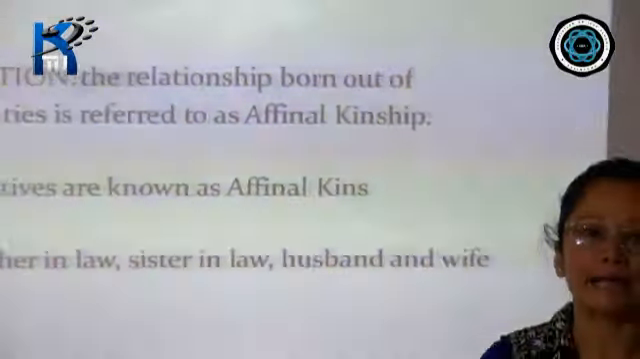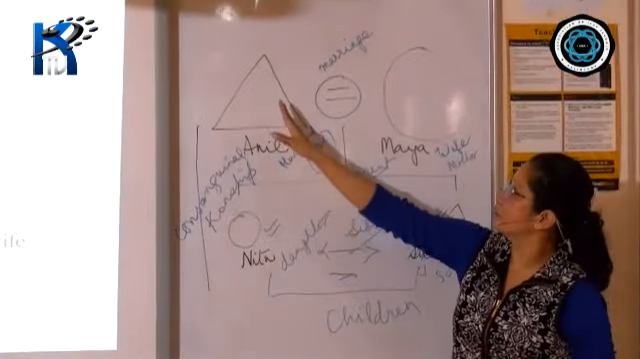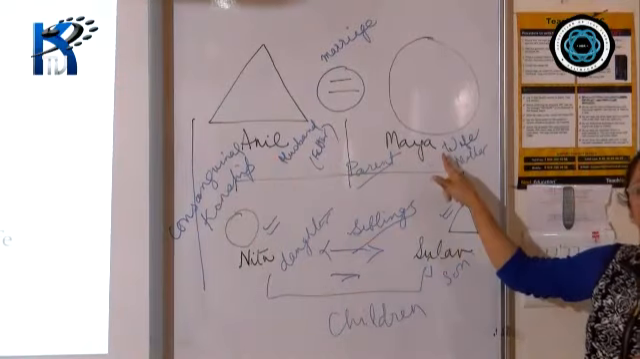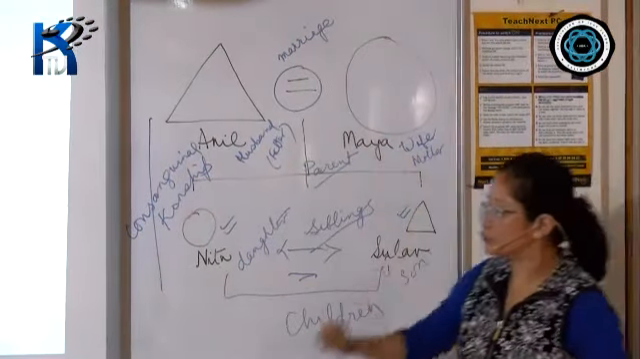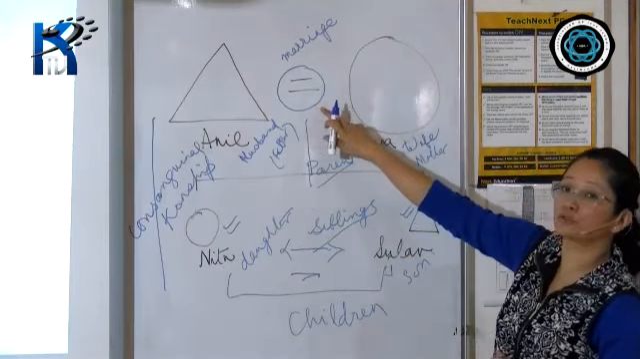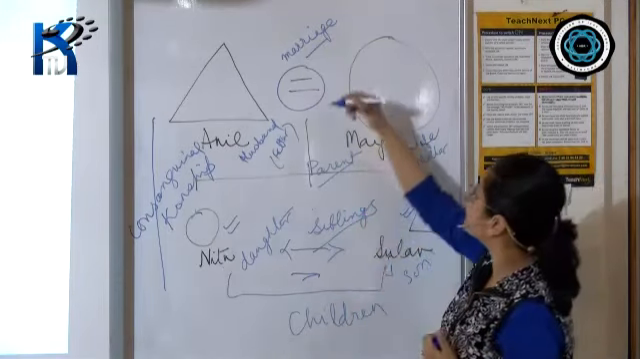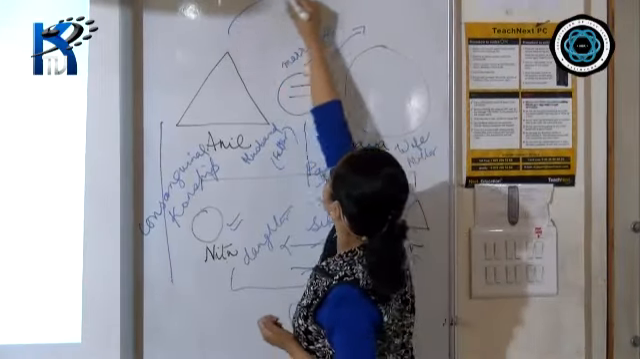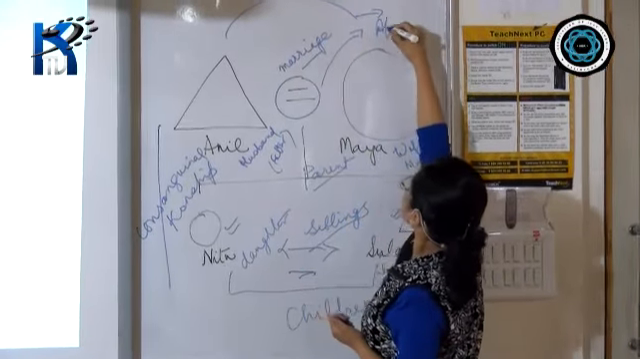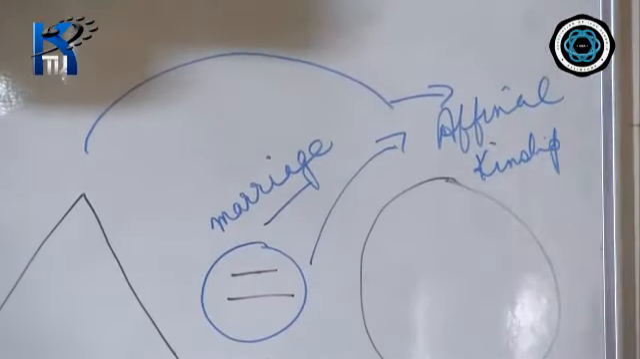Now, while explaining affinal kinship, even in most of the diagrams, you just have the representation of a man and a woman. I would like to again ask you to look at this diagram here. We started first with Anil and with Maya. Anil got married to Maya, so they turned into a husband and a wife. This equal to sign here shows the relationship of marriage or marital ties. This is actually known as affinal kinship.